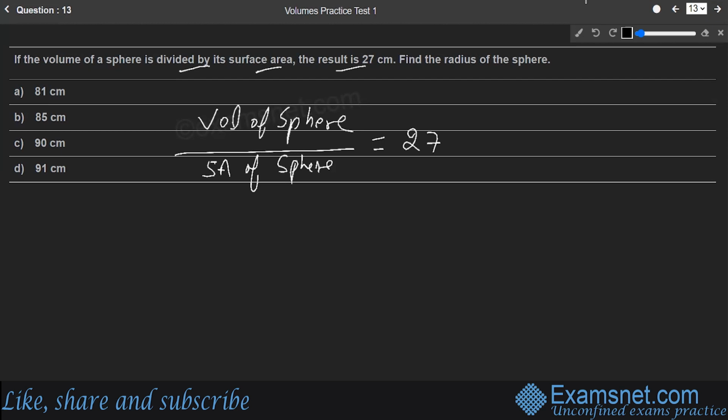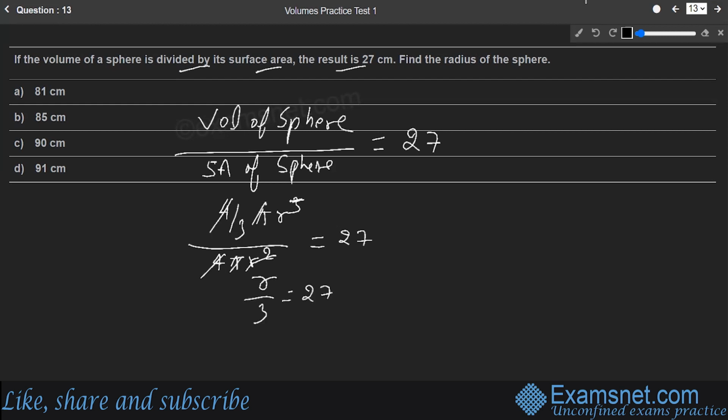Volume of the sphere is given by 4 by 3 pi r cube, divided by surface area of the sphere, which is given by 4 pi r square. And this has to be equal to 27. So we can cut down many things here itself. 4 gets cancelled, pi gets cancelled, both powers of r square are gone, only one power of r is left. So it becomes r by 3 is equal to 27. So the radius value comes out to be 27 into 3, that is 81 centimeter.